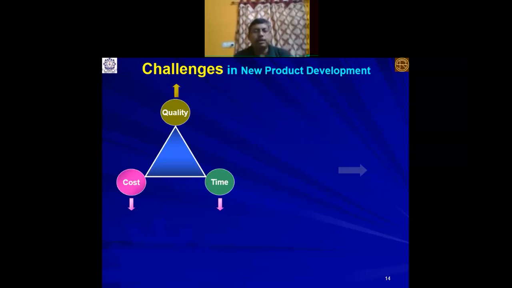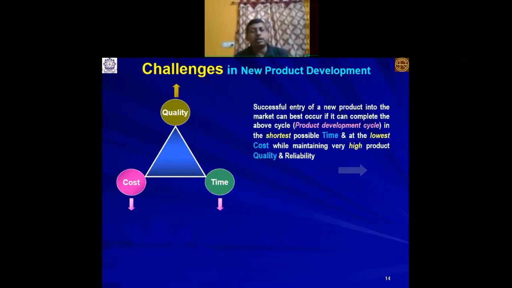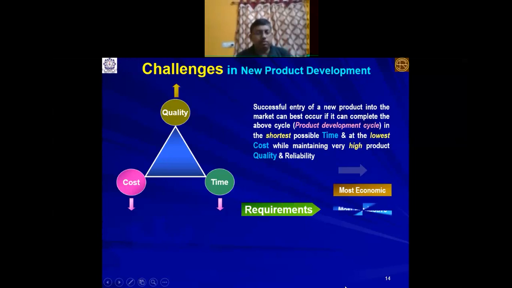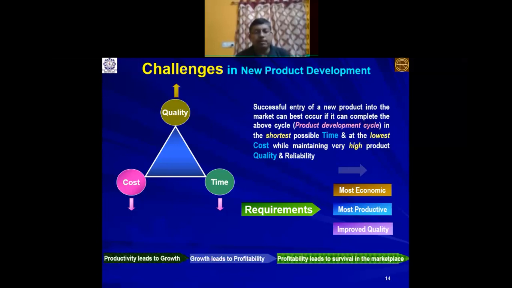In order to sustain in the competitive market, if you would like to make a successful entry of a new product into the market, you have to develop your product in the shortest possible time, with the lowest possible cost, but maintaining very high quality and reliability. Then only you can get entry with the product. Otherwise, you cannot compete with your competitor. So your product unit should be most economic, most productive, and improve the quality. The reason is, productivity leads to growth, growth leads to profitability, and profitability leads to survival in the market.